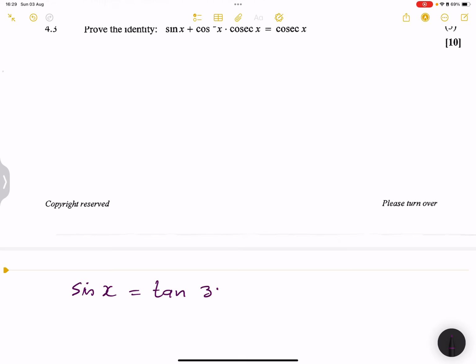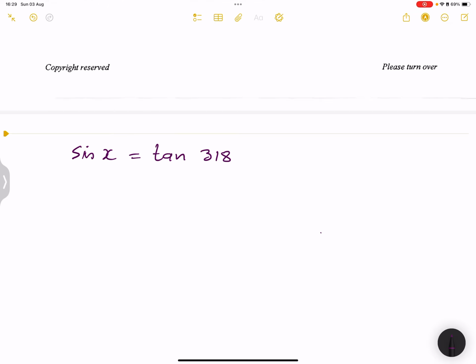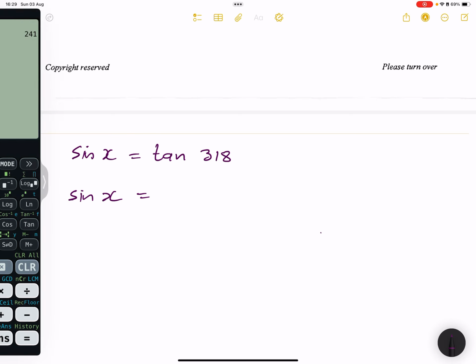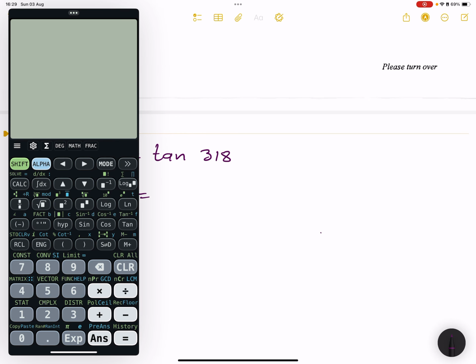So what we're going to do firstly is try and work out what tan 318 is. That's going to give us a negative answer, because 318 is in the fourth quadrant. So tan 318 gives me negative 0.9. Please note that I'm not going to round off that answer. So sine of x is equal to that.